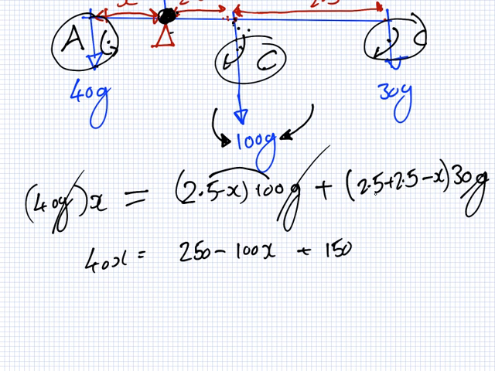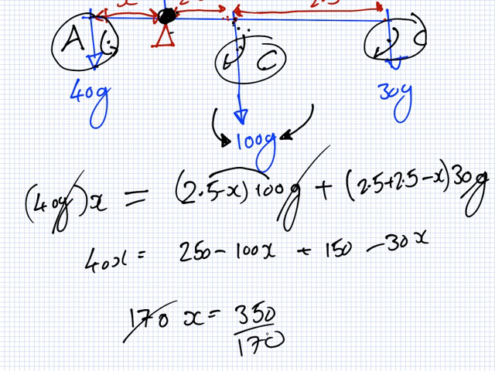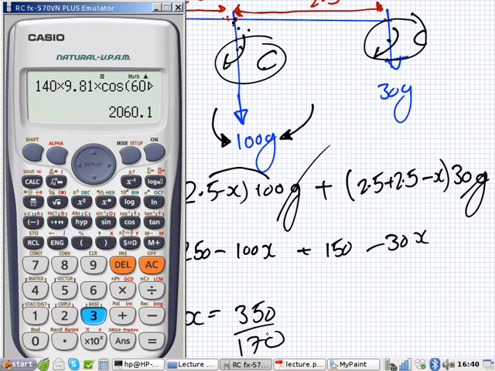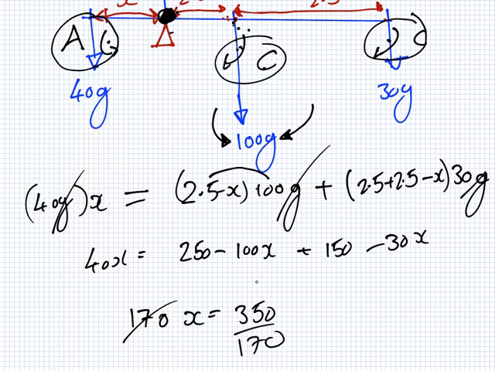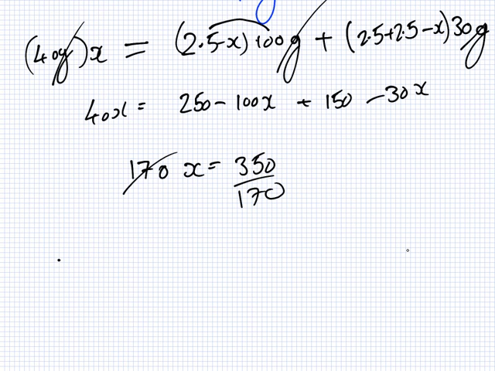No, 2.5 plus 2.5 is 5. 5 times 30 is 150. And then minus 30x. So that's minus 130. To the left is 170. And then 250 plus 150? 350. So x is 350 over 170. So 350 over 170, 2.06. So here's the seesaw.